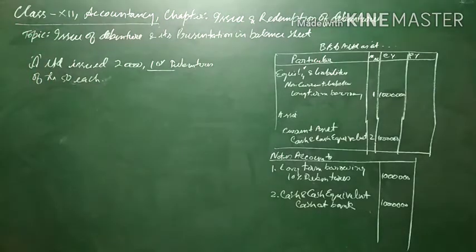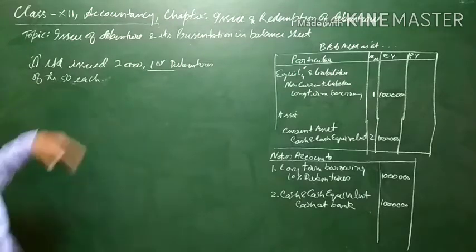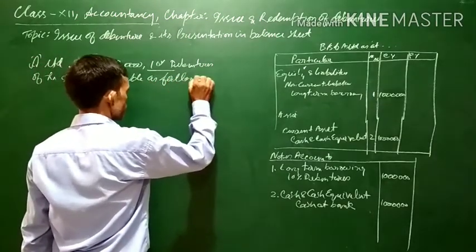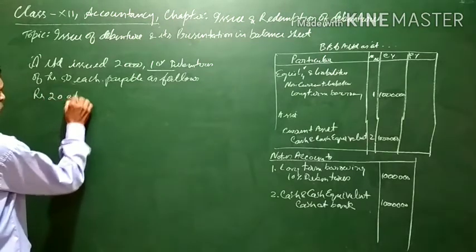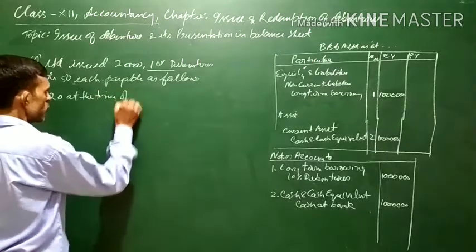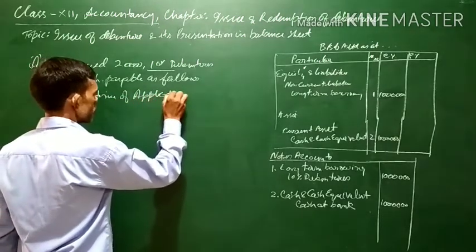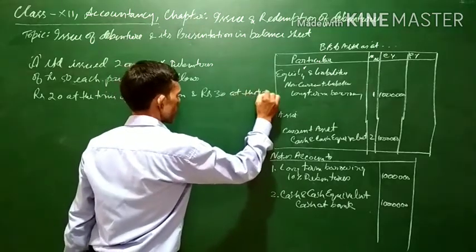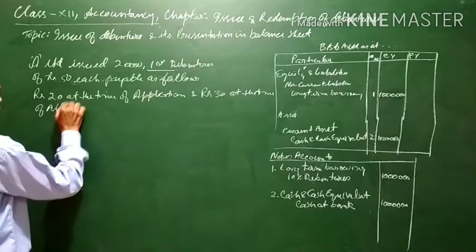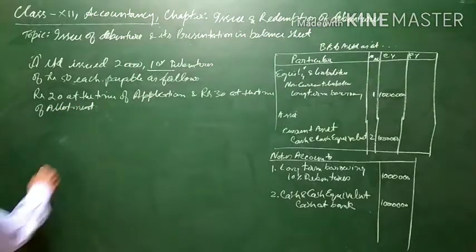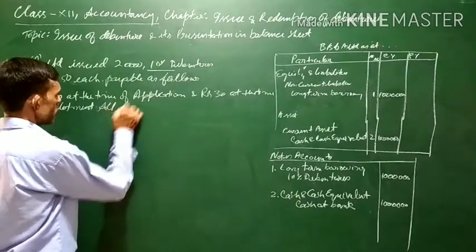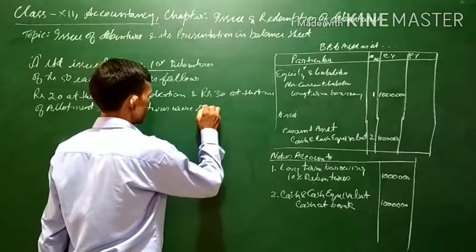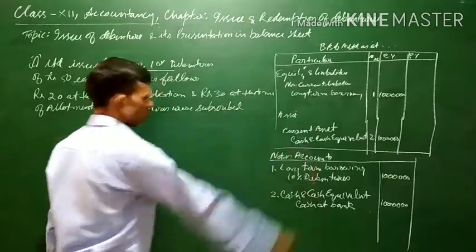If in the question it is given, A Limited issued 20,000 10% debentures of rupees 50 each, payable as follows: rupees 20 at the time of application and rupees 30 at the time of allotment. All the debentures were subscribed.